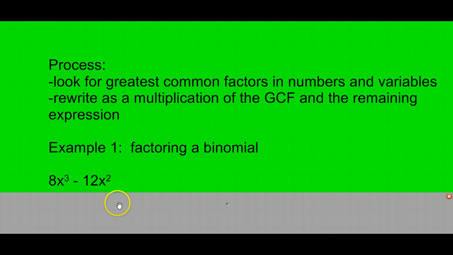If I give you this binomial, 8x cubed minus 12x squared, and I say we want to write that in factored form, well, we look at 8 and 12 and we say what's the largest number that goes into both of those? Hopefully you all can come up with 4. And then you look at your x's. We have 3 x's and 2 x's. Both terms have at least 2 x's in them, so we can divide out 4x squared. That's the greatest common factor.